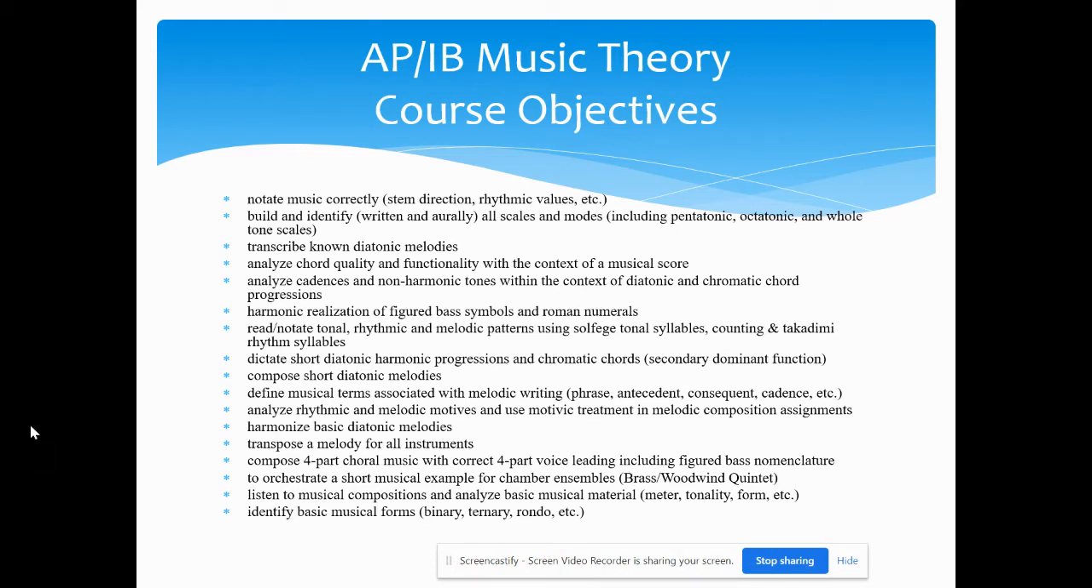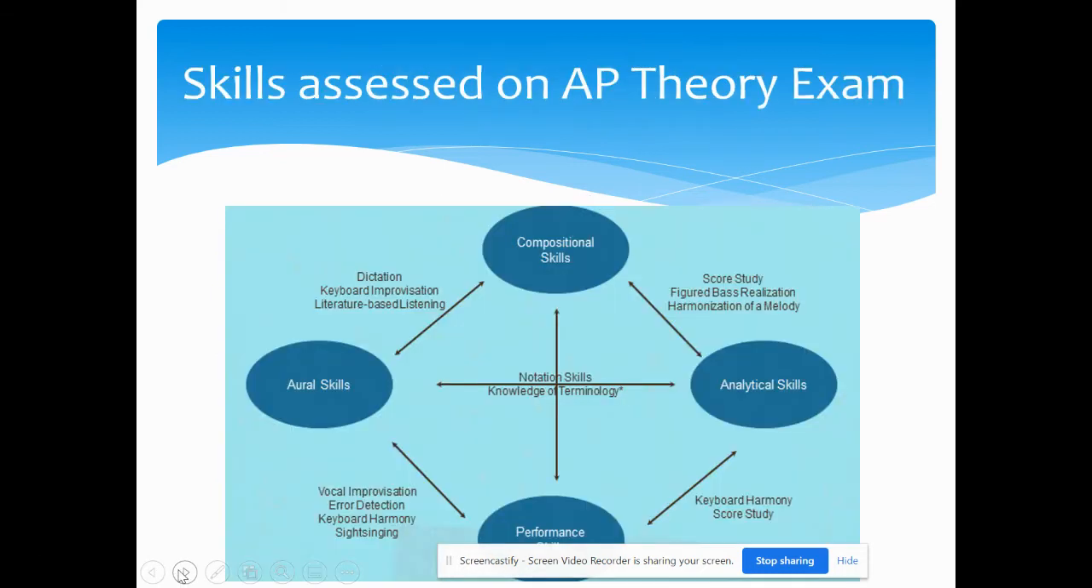We focus on specific compositional techniques so that they can not only develop their theoretical skills and understand the structure of music and the vocabulary of music, but also that creative side and being able to enhance their composition techniques. And then, of course, they have the option of being able to take the AP exam for college credit, which occurs in May.